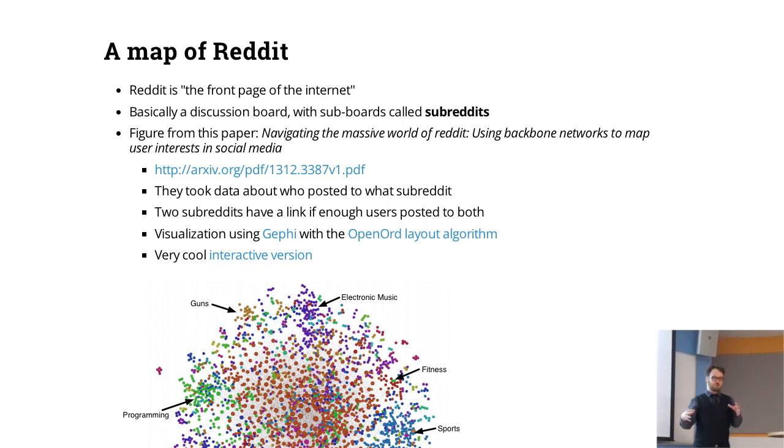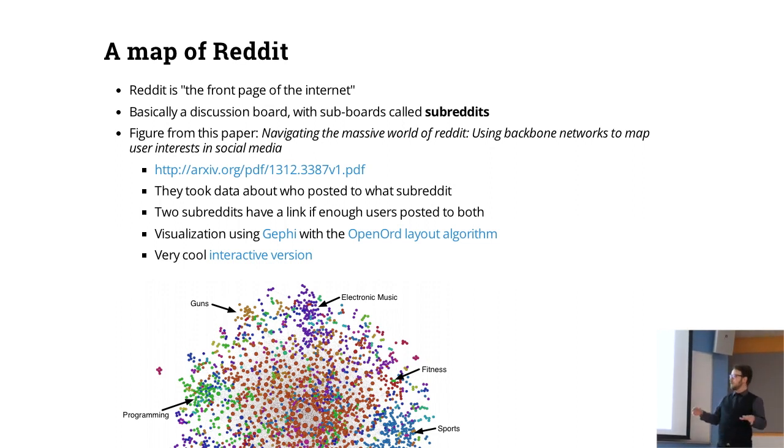It has sub-discussion boards, which are called subreddits, which have names, and people can post all sorts of things to them. And I found this paper called Navigating the Massive World of Reddit: Using Backbone Networks to Map User Interests in Social Media. So the link is right there. It's an archive.org paper. And basically, in 2013, they did a big scrape of a bunch of Reddit information, and they collected information on users who posted to multiple subreddits. They grabbed, I think, 850,000 users worth of information, which is a pretty appreciable fraction of Reddit's population.